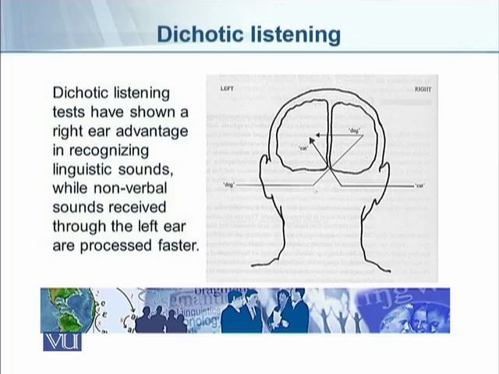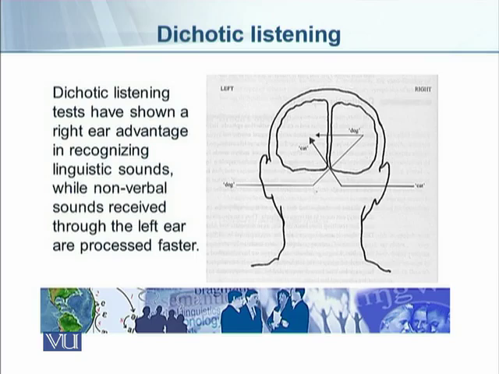And then if we listen to anything that is from the right side, it goes straight to the left side. So there is a little distance, and obviously if something goes right to the left side, that will be quicker to understand. So dichotic listening tests have shown a right ear advantage in recognizing linguistic sounds, while non-verbal sounds received through the left ear are processed faster.